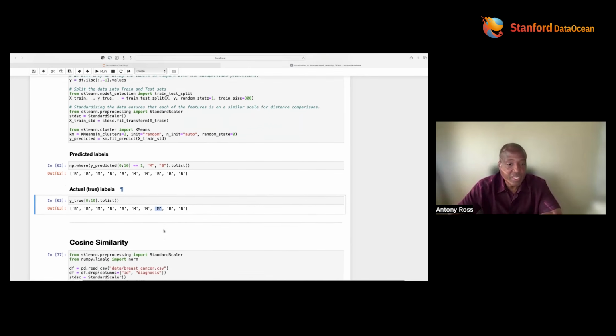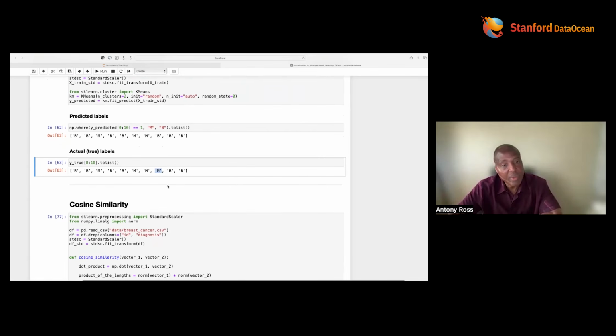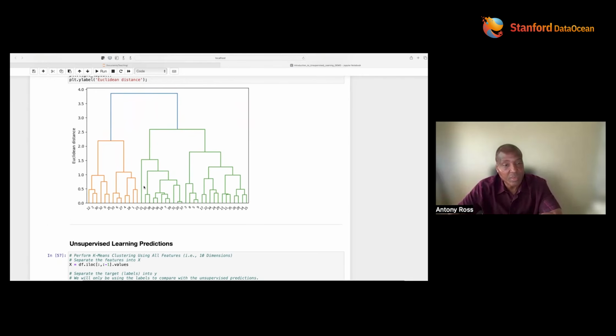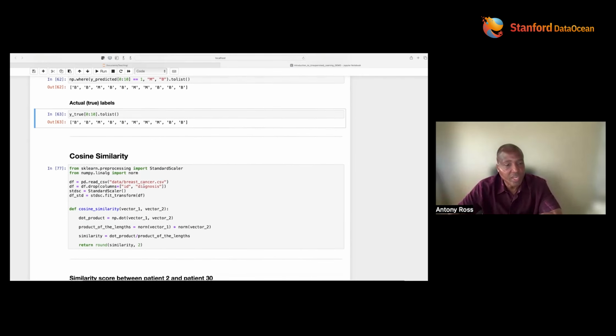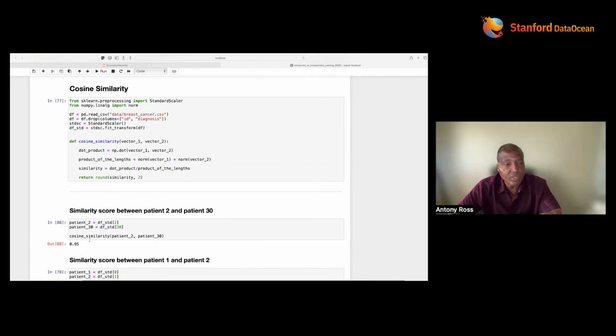Now, lastly, let's look at cosine similarity. Because you might want to ask, how similar are 2 patients? Rather than just eyeing it, you say, tell me, quantify how similar they are. Remember I said 2 and 30 are very similar? Cosine similarity, look, it's almost 1. So these are almost identical. They're extremely similar in their features.